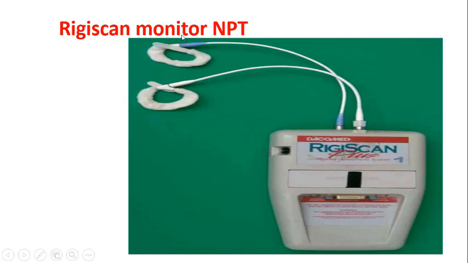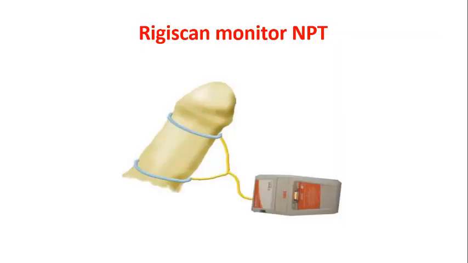This is the Rigiscan device. It is a computerized device used for monitoring of the erection occurring during night, which is called nocturnal penile tumescence or nocturnal penile erection. The device is provided with 2 loops. One loop is wrapped around the tip of the penis, and the other loop wrapped around the base of the penis.